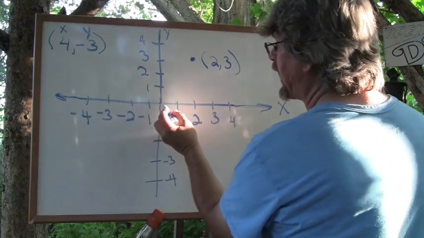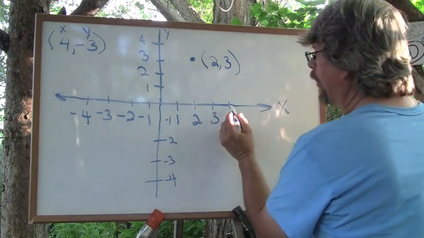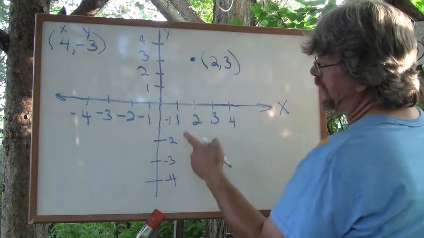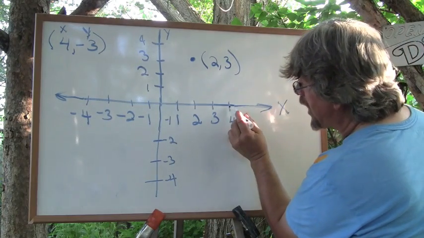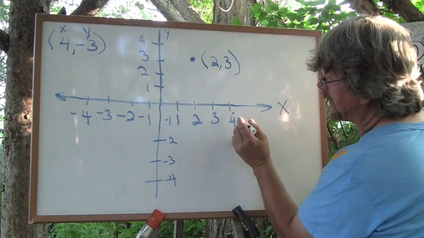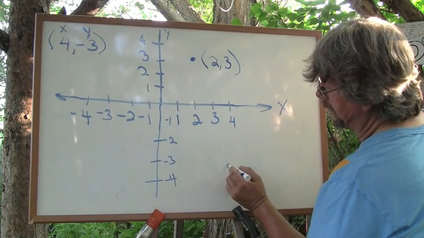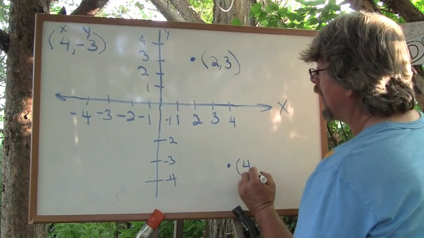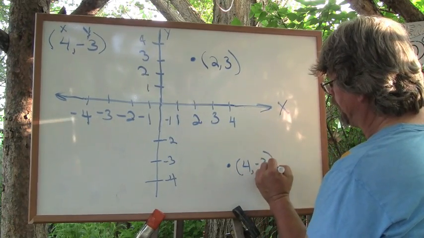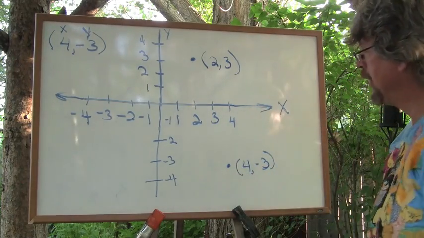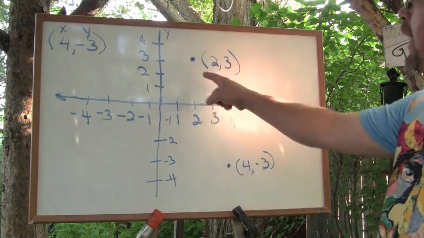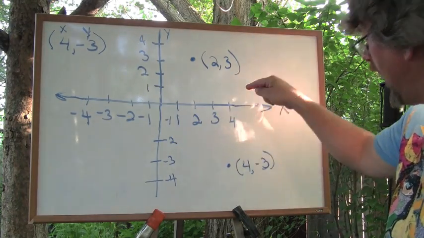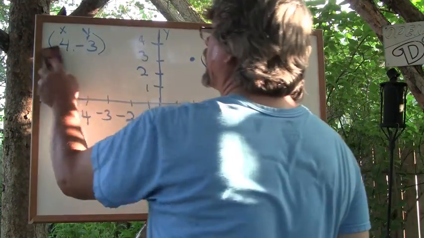X is 4, it's always calculated first. We go over here, 1, 2, 3, 4. Then we have y is -3. We know y positive goes up, so we're going to go below the x-axis from 4. x is 4, then we count down 1, 2, 3. And that's approximately where 4 and -3 are. It's about there. And you identify your point. So we have a +2 and a +3 up here. We have a +4 and a -3 down here.